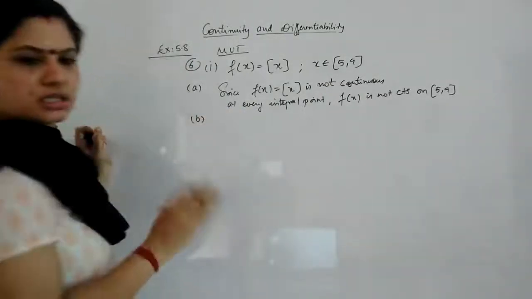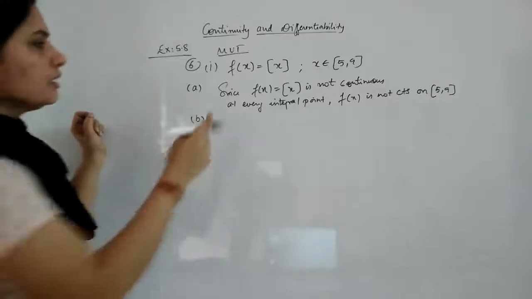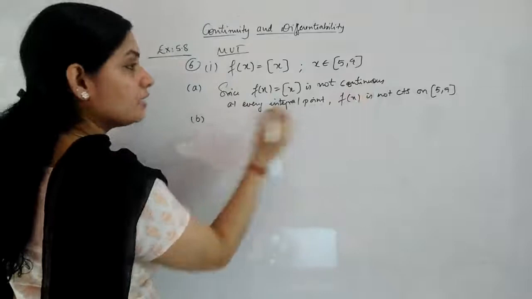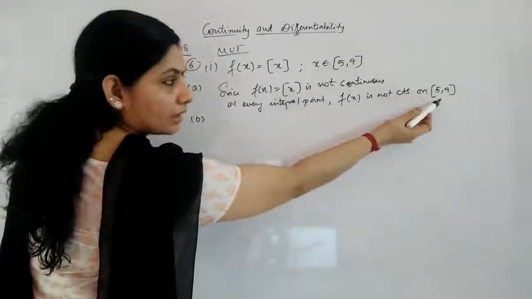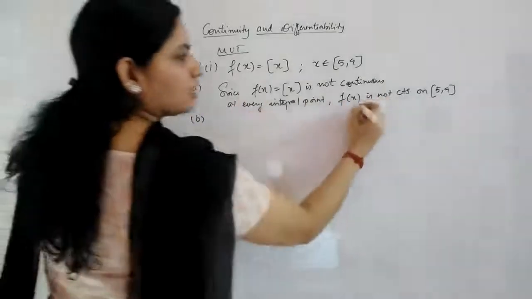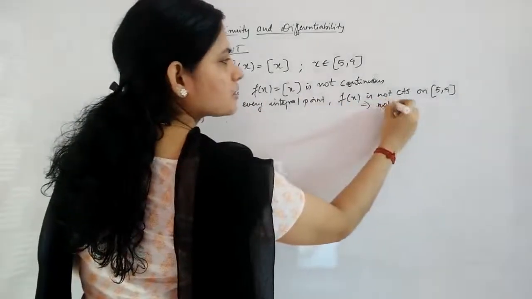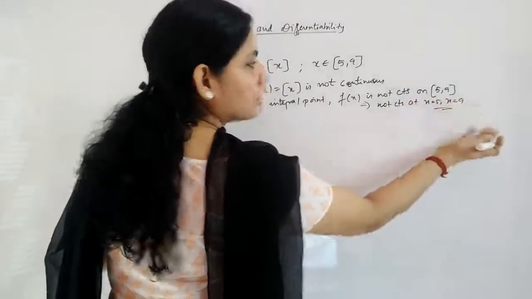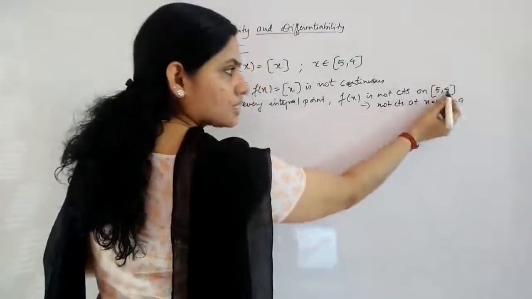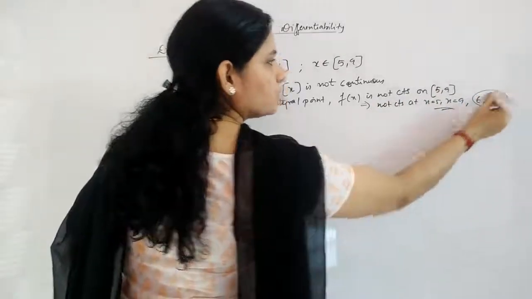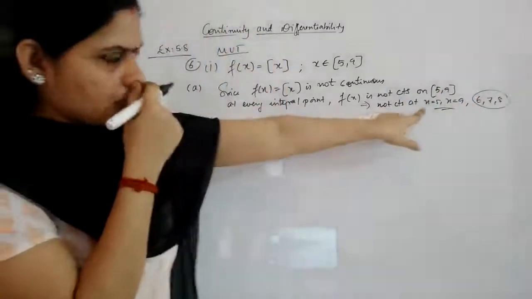Again, differentiability we need to check. Differentiability is checked in the open interval 5, 9. Continuity is checked in the closed interval. So the thing here is, it is not continuous at x equal to 5 as well as x equal to 9, because the closed interval is compulsory. Actually it is not continuous at 6, 7, 8 also, but you can just refer to these points.